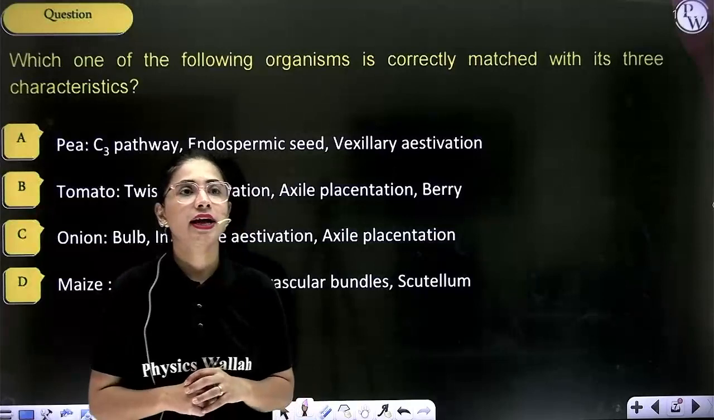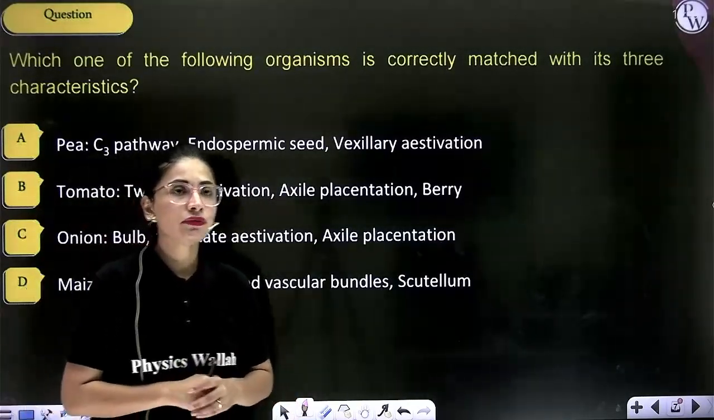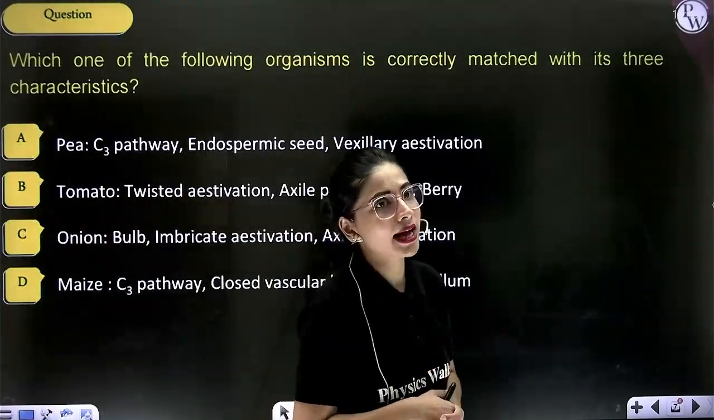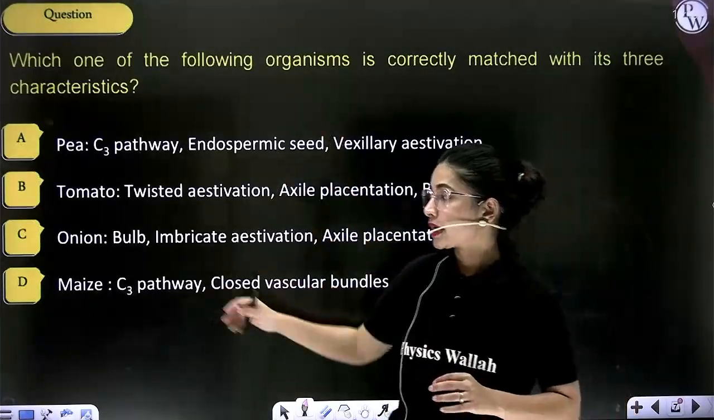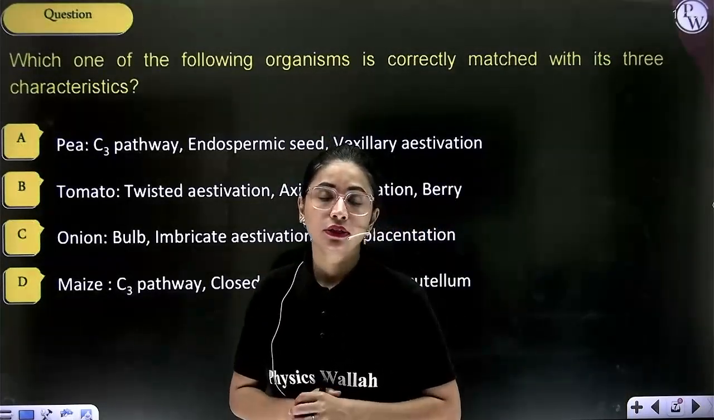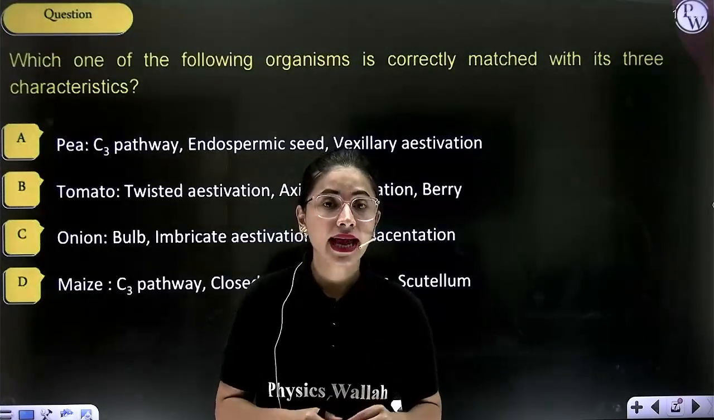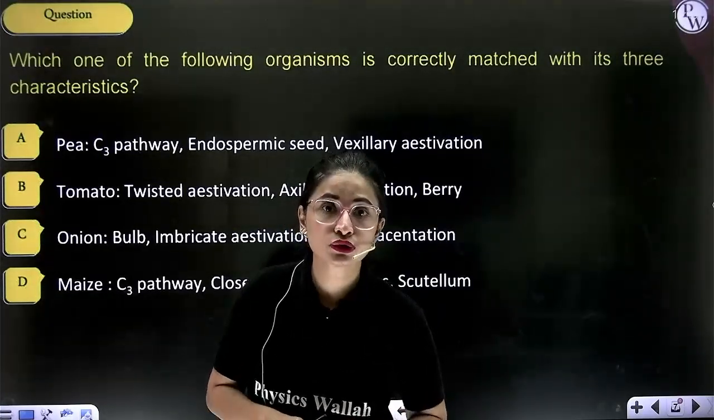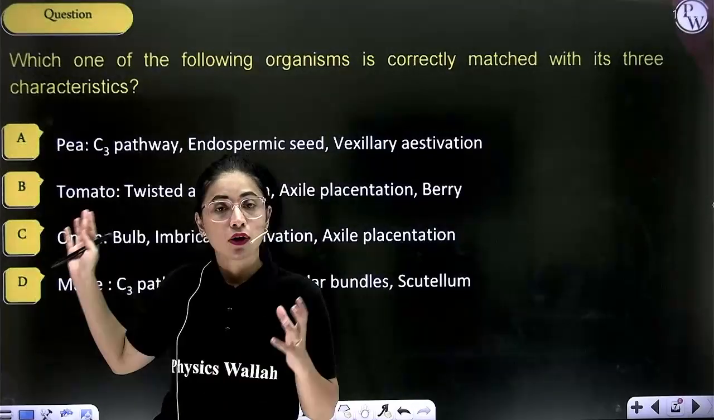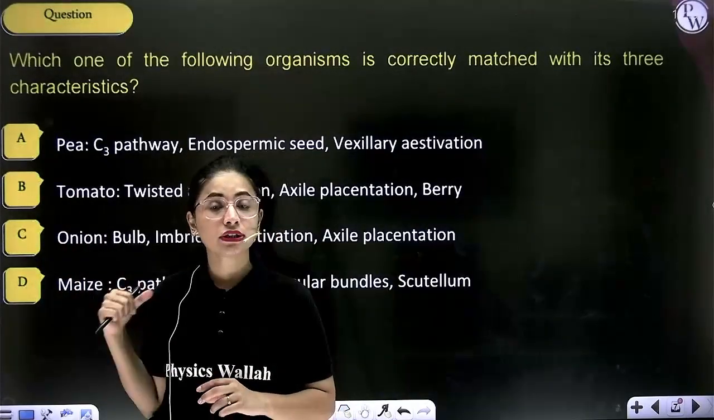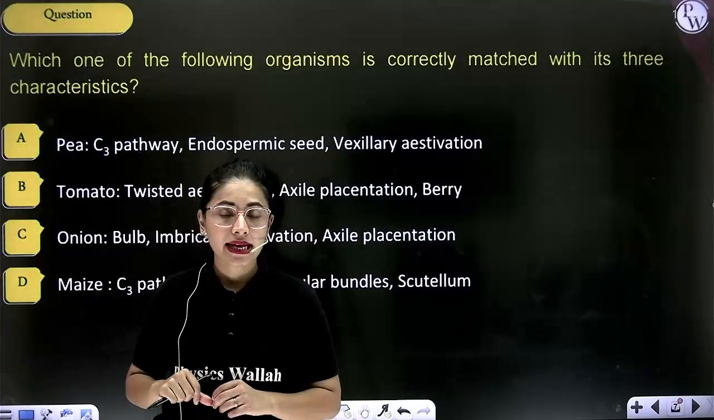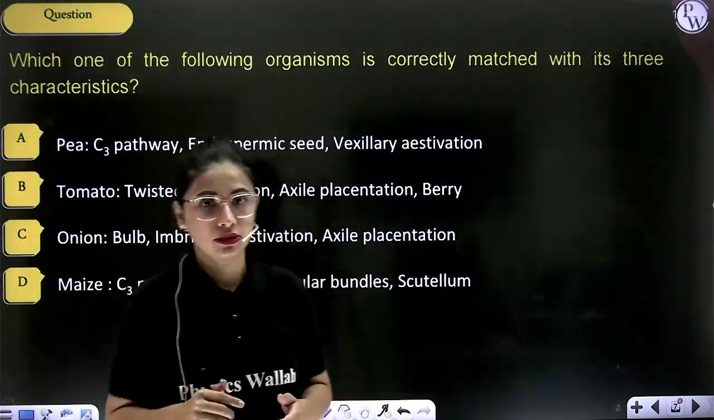Okay. So the next question is, which of the following organisms is correctly matched with the three features? Now, if you check out the four options over here, you have to give the answer with respect to the plant whose all the three given characters are matching. So first is pea. Is a pea a C3 plant? Yes, it's a C3 plant.